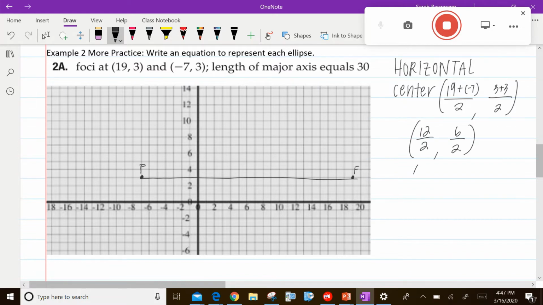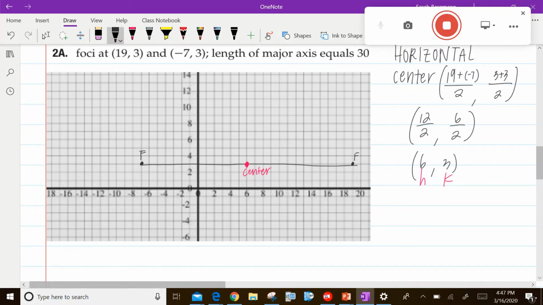When I simplify, it gives me 6, 3. So I know h is 6, k is 3, and it might be helpful to plot this center point on my graph so that it can help me find a and b.